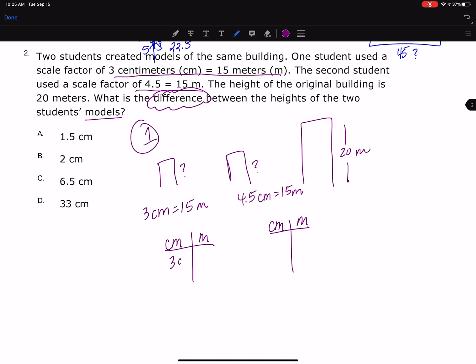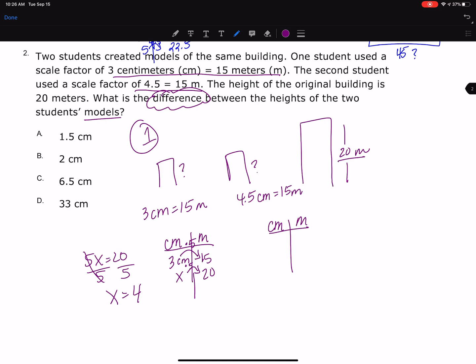So 3 centimeters to 15 meters. I know that I'm going to be multiplying by 5. So I know the height of the original is 20, and I need to know what this is. So if I'm multiplying by 5, what times 5 will give me 20? So 5x equals 20. I'm going to divide by 5 on both sides. X equals 4. So this is going to be 4 centimeters is going to be the height here.